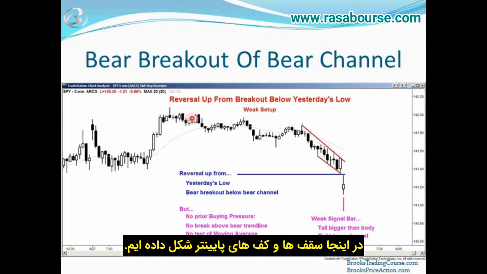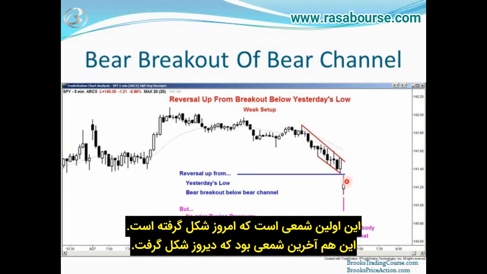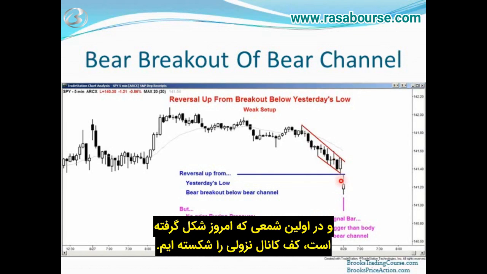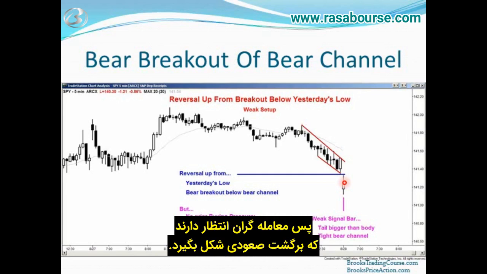Here we're forming lower highs and lower lows, so we're in a bear trend and we're accelerating downward at this point. This is the first bar of today. This is the last bar of yesterday. And on the first bar of today, we broke below the bottom of a bear channel. Usually bear breakouts of bear channels fail, so traders are looking for a reversal up.